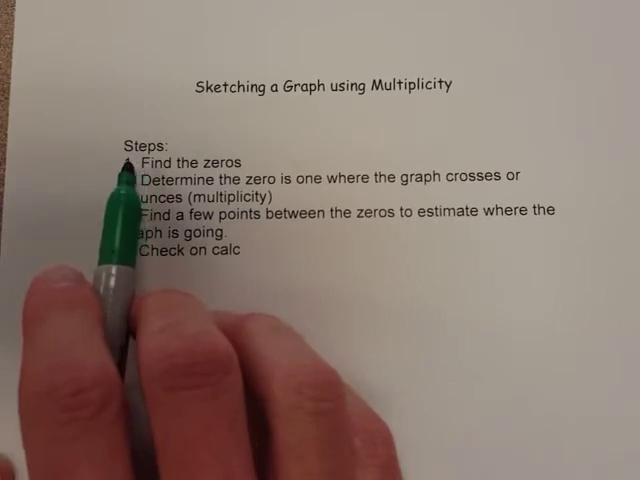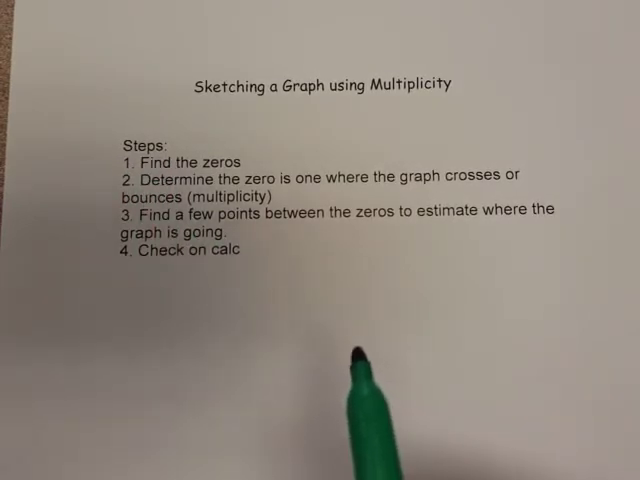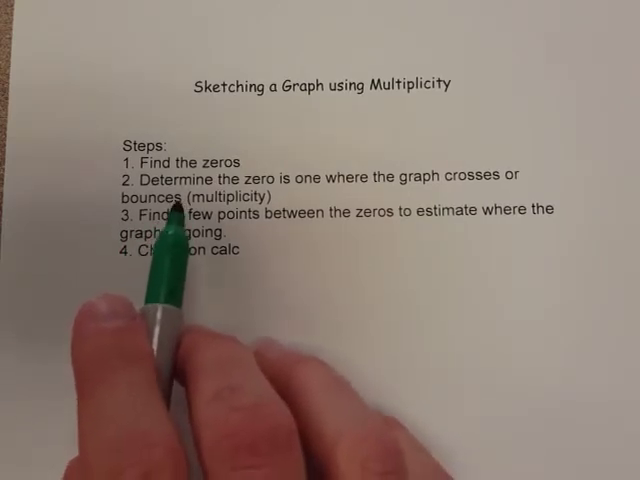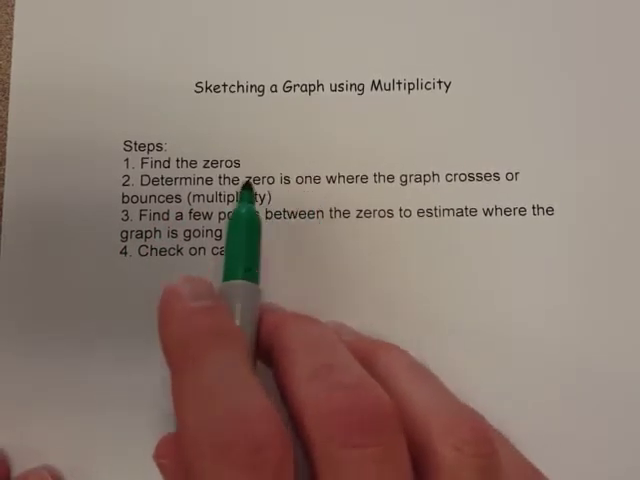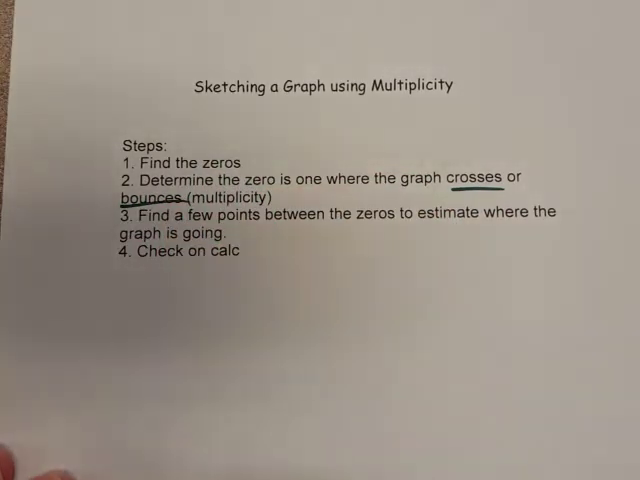Step 1 is going to be find the zeros. So we're going to have functions that are in factored form. We're going to find the zeros first. We are going to determine if the zero is one where the graph crosses or bounces. That's based on the multiplicity, and that's really the main point of this example, to determine how that works.